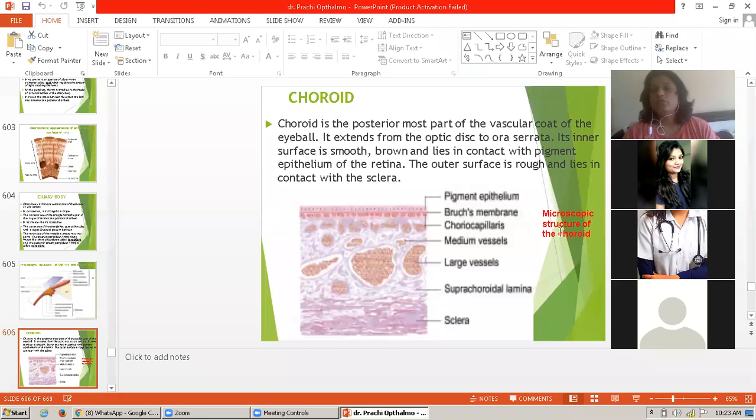When we study the microscopic structure of the choroid, there are many layers. From the posterior side, just posteriorly there is a sclera, just above that there is a suprachoroidal lamina, and these are the large vessels, and these are the medium vessels, and just above that there is the choriocapillaris, then the Bruch membrane, and the pigment epithelium. So this one is the pigment epithelium, this is a Bruch membrane, and this is a choriocapillaris. This is a medium vessel, and these are the large vessels, and this is the suprachoroidal lamina with the sclera just after on the posterior.